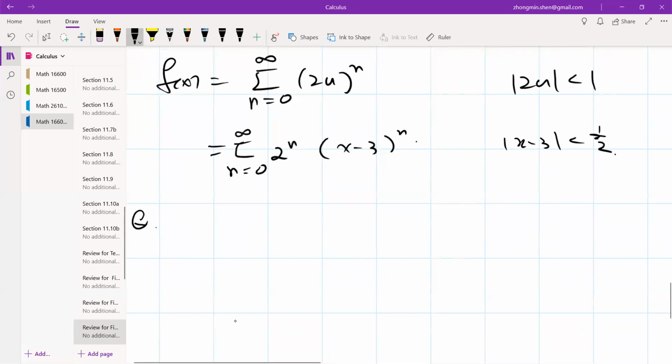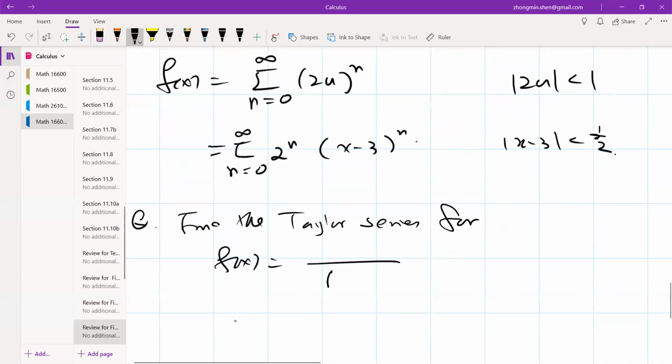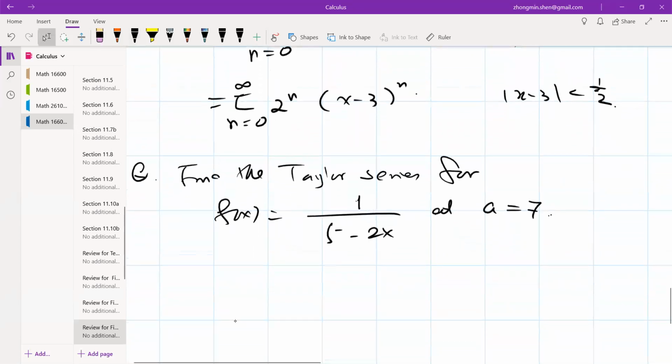All right. So I'm going to ask you to find the Taylor series for the following function. I'll give you a minute to complete. For the function f of x equals 5 minus 2x, and this is going to be at a equals 7. Please do this problem.